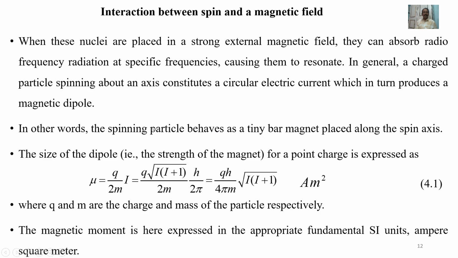The size of the dipole, that is the strength of the magnet for a point charge, is expressed as mu equals q divided by 2m times I, which is equal to q under root of I into I plus 1 divided by 2m times h divided by 2 pi. So this is equal to qh divided by 4 pi m times root of I into I plus 1. The dipole moment is measured in ampere meter square, where q and m are the charge and mass of the particle respectively. The magnetic moment is expressed here in the appropriate fundamental SI units, ampere meter square.